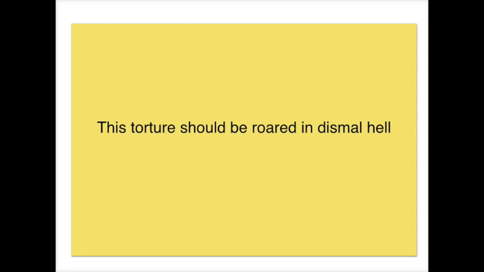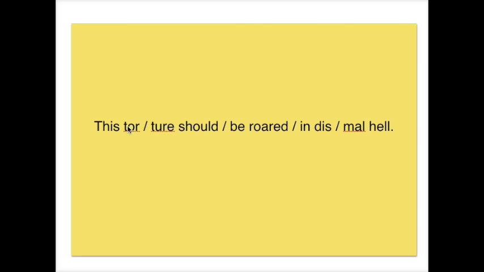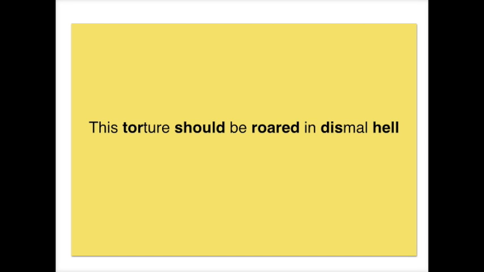Now we're looking at Shakespeare's words. This torture should be roared in dismal hell. Break it down. Second syllable should be stressed. So we have something that looks like this: this torture should be roared in dismal hell. The stressing should be coming here on tor, not on this chor sound. Should be roared in dis hell. Look again at the unstressed, the unimportant bits of the line: this, be, in, mo. Again, not much sense there. This torture should be roared in dismal hell.